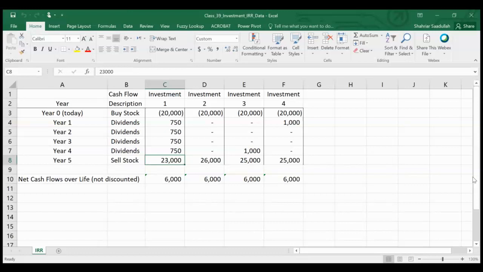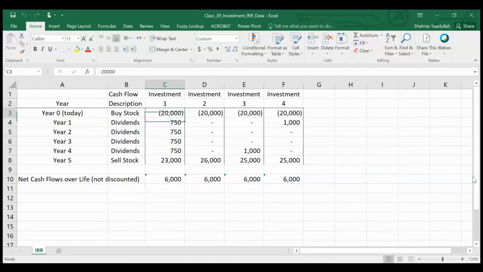Now in the middle, what happens, the first company gives us a $750 dividend every year. The second company does not give us anything throughout the duration, and we sell it for a higher price. The third investment, we don't get any dividends in the first 3 years, but we get $1,000 in the fourth year. And the fourth one, we get $1,000 dividend at the beginning in year 1, and then nothing in year 2, 3, 4, and then we sell the stock for 25.